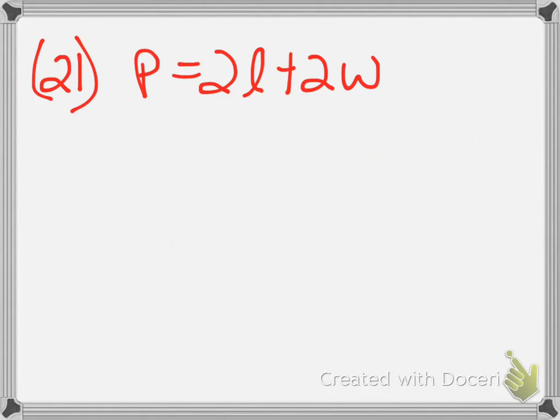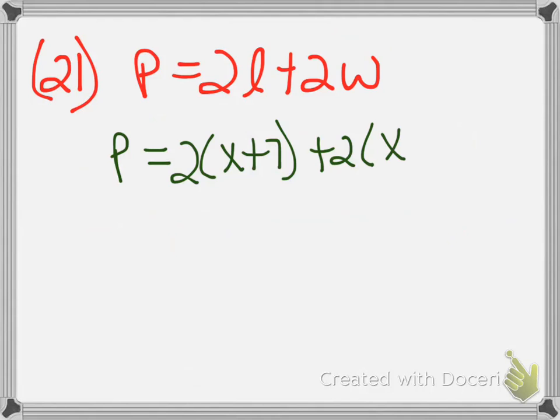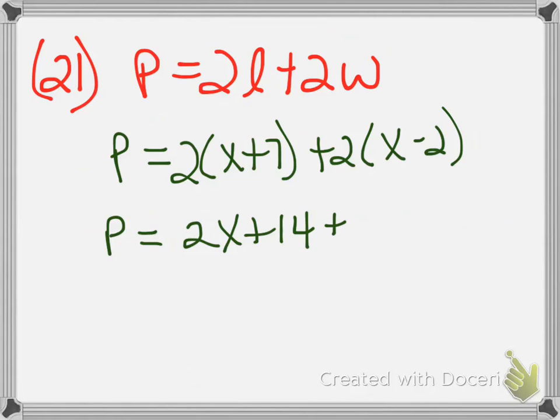For number 21, we're finding the perimeter of a rectangle. The perimeter formula is 2 times the length plus 2 times the width. So my perimeter is going to be 2 times the length they gave us of x plus 7, plus 2 times the width they gave us of x minus 2. And so P is going to be 2x plus 14 plus 2x minus 4.